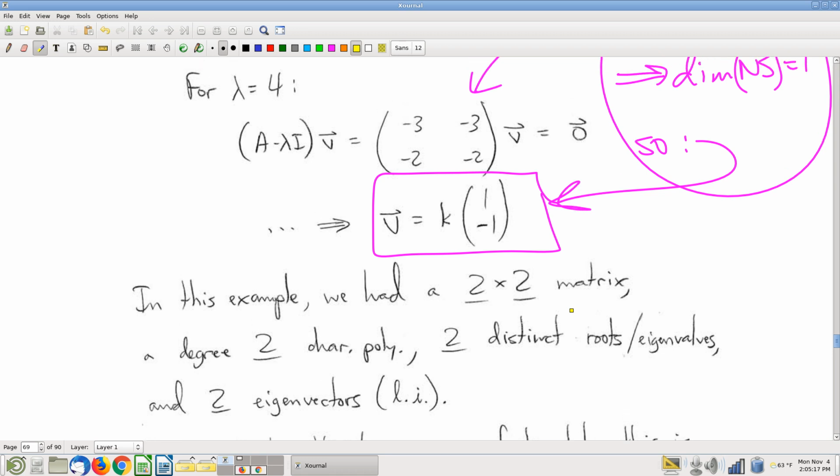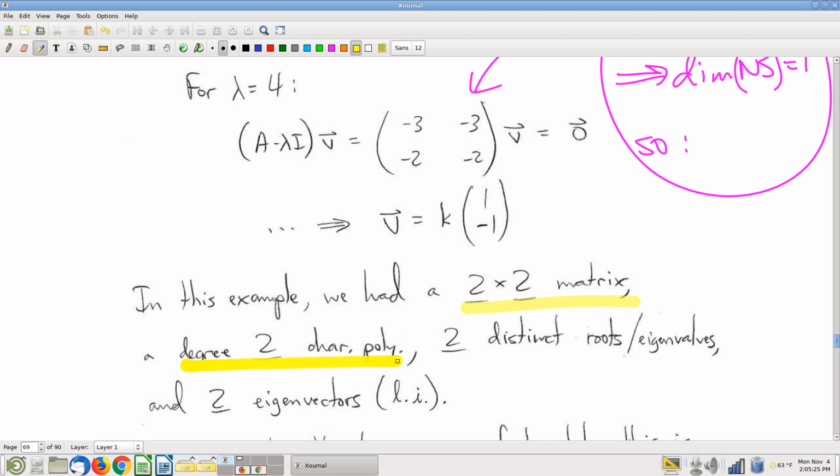This summary of what we came up with. We started with a 2x2 matrix. We wrote down the characteristic polynomial. It was a degree 2 characteristic polynomial. We found 2 roots, aka eigenvalues. And with the lingo in mind, we found, as a result, 2 eigenvectors. Right, 1 eigenvector for the first eigenvalue, 1 eigenvector for the second eigenvalue. Total of 2. Okay, so now notice the pattern. 2s everywhere. Right? And now I want to draw an analogy.